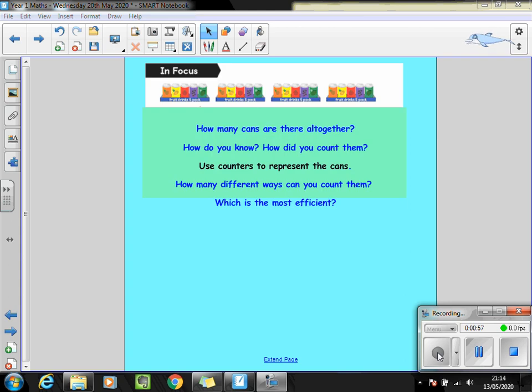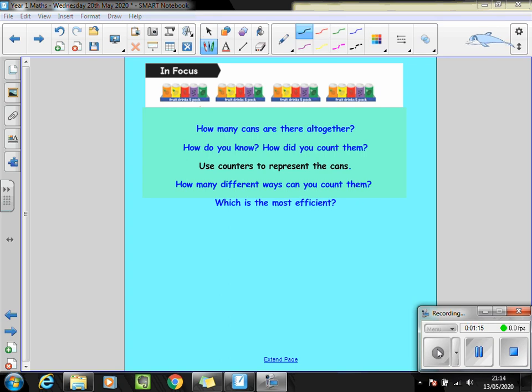So how many cans of drink are there altogether? How do you know? How did you count them? You might want to represent the cans using counters. And I'm wondering, how many different ways can you count them? And which way of counting is the most efficient?